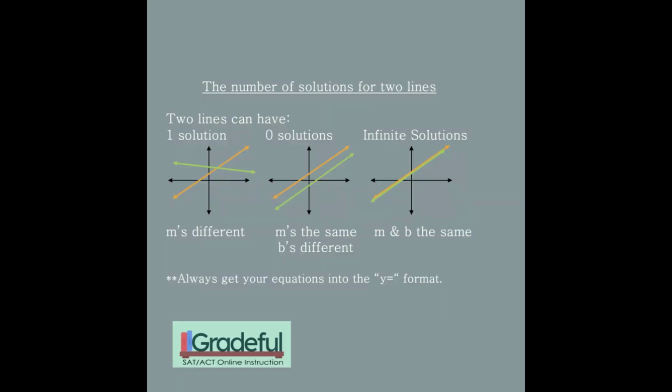So we have one solution if our slopes are different. That's why they're hitting, because the slopes are different and they're tilted in different directions. We'll have zero solutions if the slopes are the same and the y-intercepts are different. That's another way to describe something that's parallel. And infinite solutions if the slopes and the y-intercepts are both identical. Everything's identical because they have the same location.